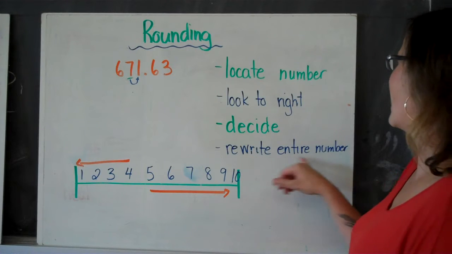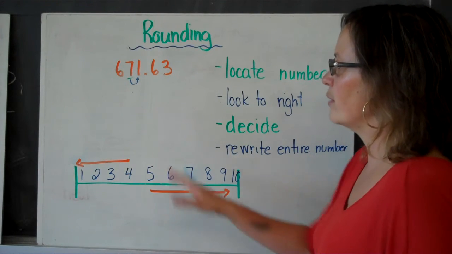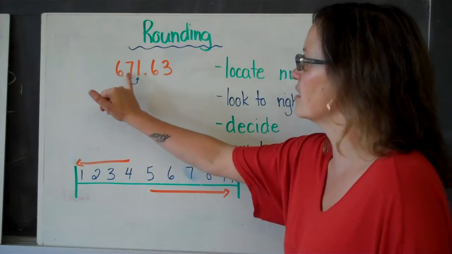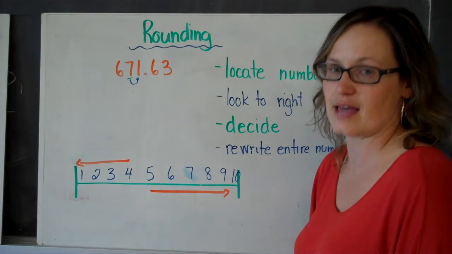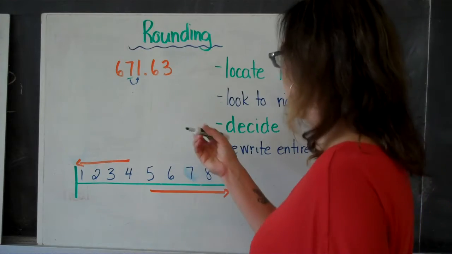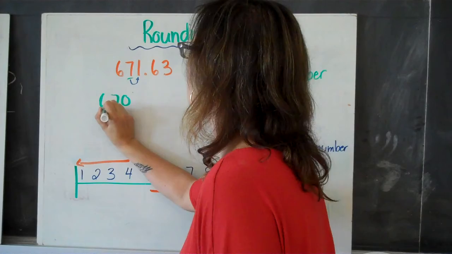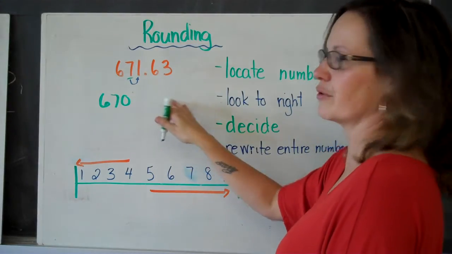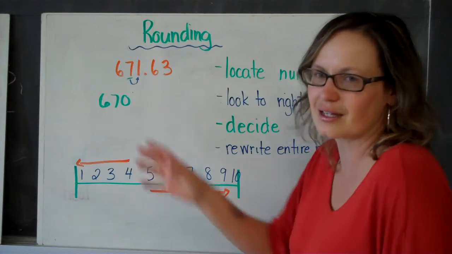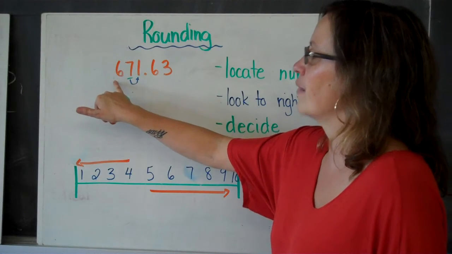And then we rewrite the entire number. Here's where some of us make a mistake. Everything to the left of the place value that we're looking for, so everything to the left of the 7, stays exactly the same. Everything to the right becomes a 0. So I would rewrite this number 670. And I don't need to write decimal 00 because these digits now have a value of 0. I don't need to hold their places.